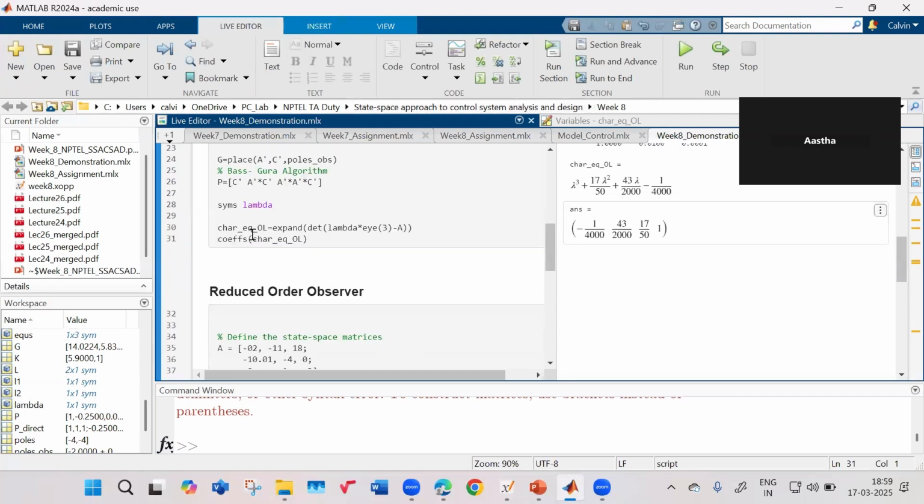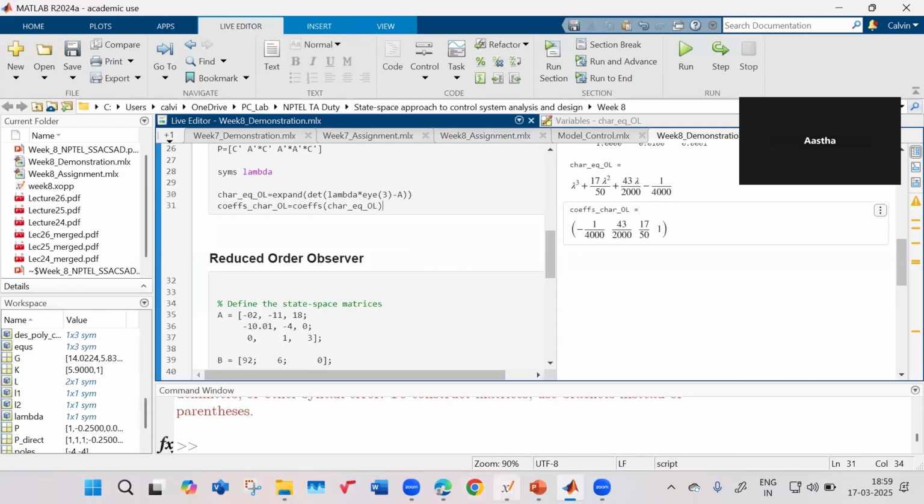So we will define coefficients. It is given by this. So these are the coefficients of my characteristic open loop polynomial. And if we have to find, let me just briefly clarify.